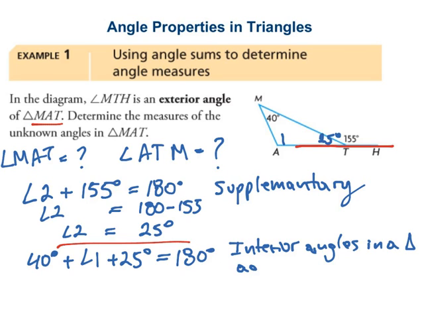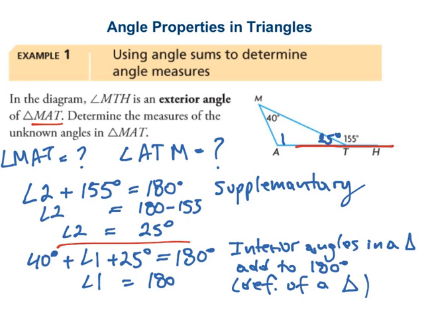Add to 180 degrees. Also, we could call this definition of a triangle. There you go, definition of a triangle. Using this definition of a triangle, we could solve for this angle 1 by taking 180 and subtracting 40 and 25. And we will get angle 1 equivalent to 115 degrees.